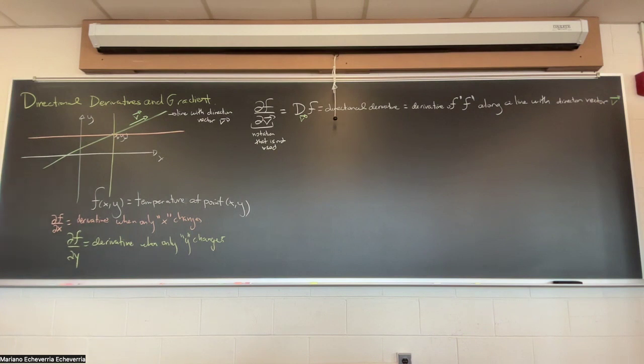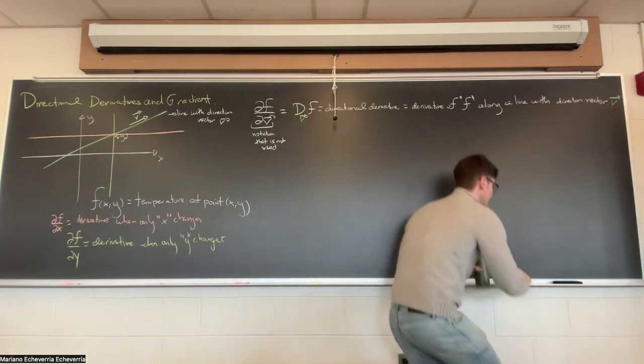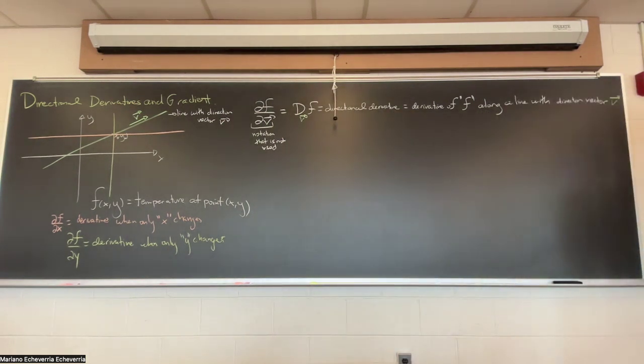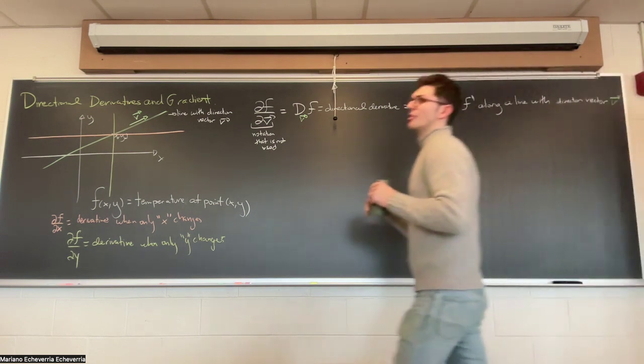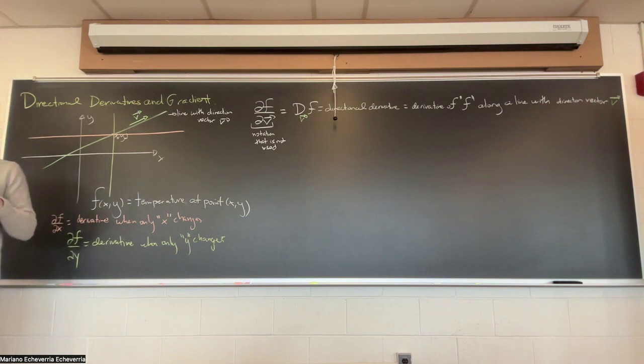Okay, is that making sense, the idea? It's a generalization of what we were studying last time, where we were talking about moving parallel to the x-axis or the y-axis. Now you're thinking about moving along any random line on the plane, and you ask how much the function is changing along that line. That makes sense.